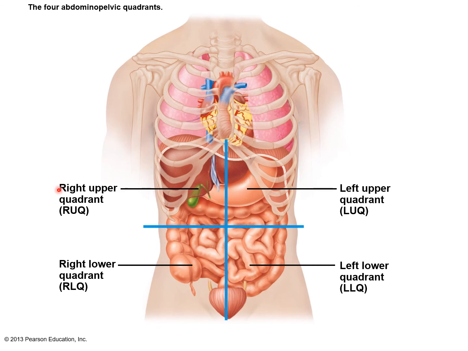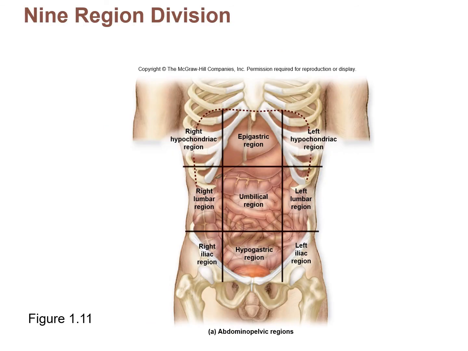Whenever we are labeling right and left on the images, we are always thinking of the person in front of us. So don't think of your right and your left. Always think of, for example, the patient in front of you. So that's their right side and that's their left side.